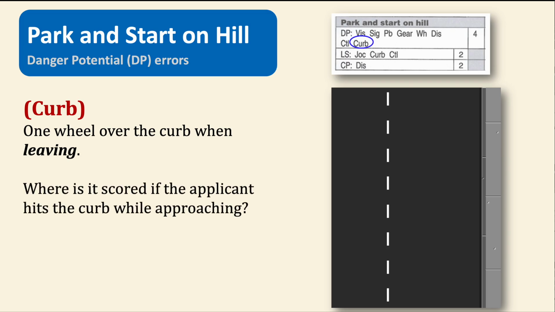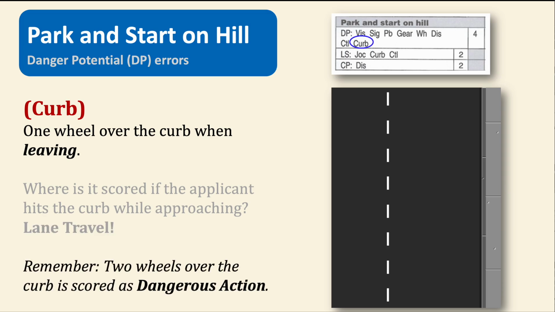So where do you score it if the applicant hits the curb while approaching the parking area? Lane travel. We haven't covered this yet, but if you look down on the score sheet, you'll see on the danger potential line, 4 points, a penalty called curb. So if the applicant hits the curb while approaching the area, it is scored under lane travel. Remember, anytime 2 wheels over the curb is scored as dangerous action.